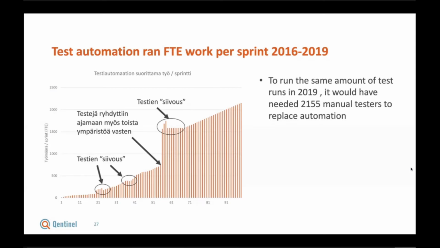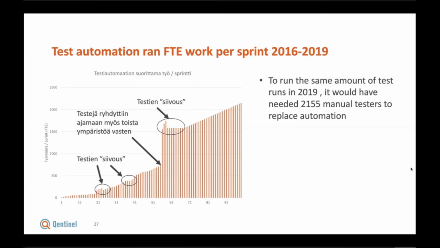So basically the gist of it: it runs a lot of testing, and it would have needed 2,155 manual tests to replace the whole automation amount that's been done here. So working full time for all of these years as the FTE in there.